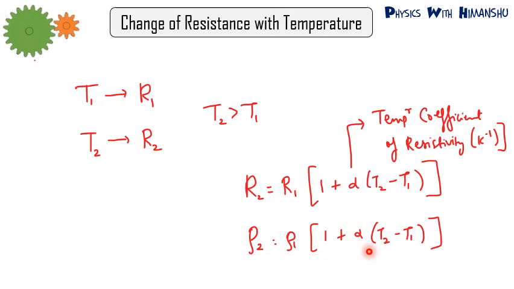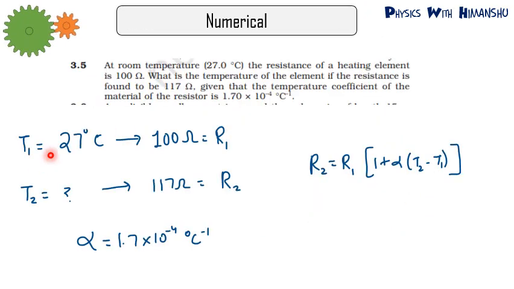Here T1 and T2 can be in Celsius or Kelvin. It does not matter because we are only finding the difference. So you have to remember this formula, for both resistance and resistivity. Now we'll solve a numerical on the basis of this formula.